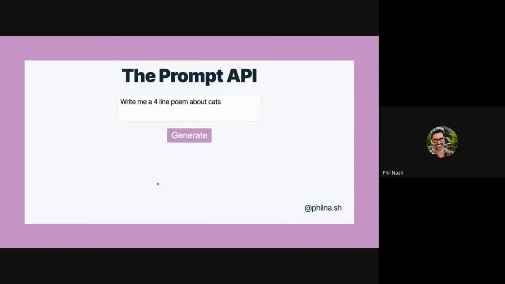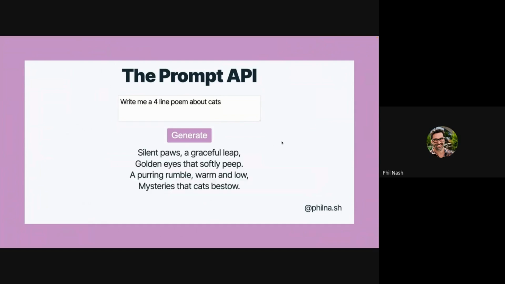And I have an example of that here in my slides, which I like. So hopefully it's working. We can write a 4-line poem about cats. There we go. Silent paws, graceful leap. Golden eyes that softly peep. Isn't that lovely? That was entirely done within my browser.